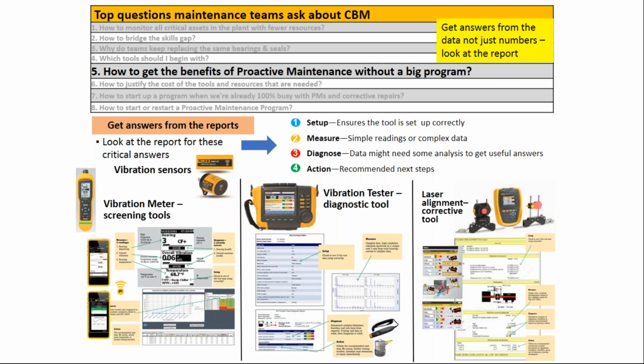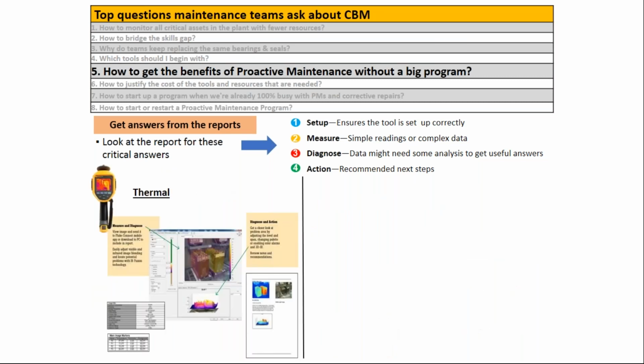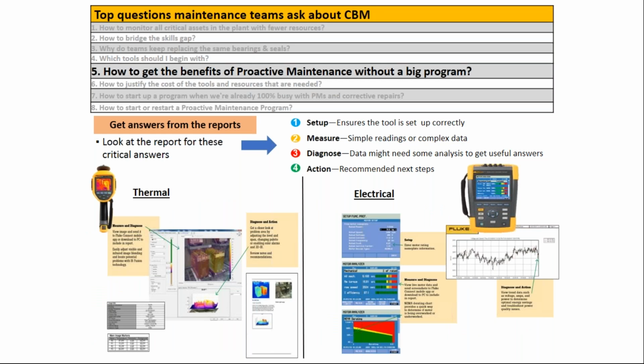And then laser alignment, the same thing. Do I have good setup, good data? And is it giving me the good step-by-step I need to be able to correct the alignment and get this machine fixed? But not only vibration tools, we also need to look at thermal tools and electrical tools, because there really are three different types of tools: mechanical, thermal, and electrical, and all of them we need to get answers from. We need good setup, good data, a good answer, and a good action step.